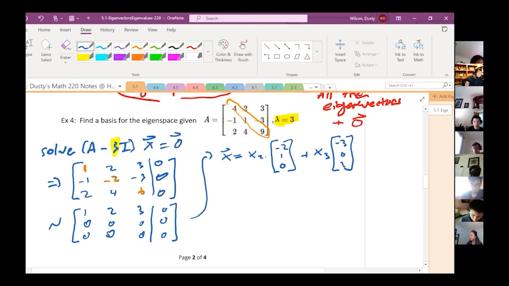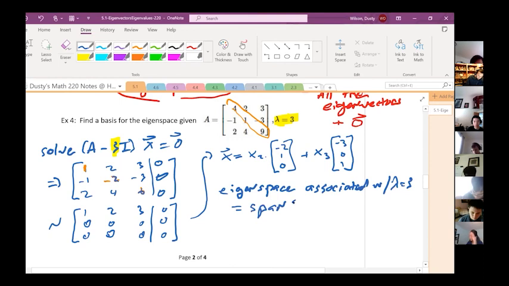So what does this do? This tells us that our eigenspace associated with lambda equals 3 is equal to the span of these two vectors.